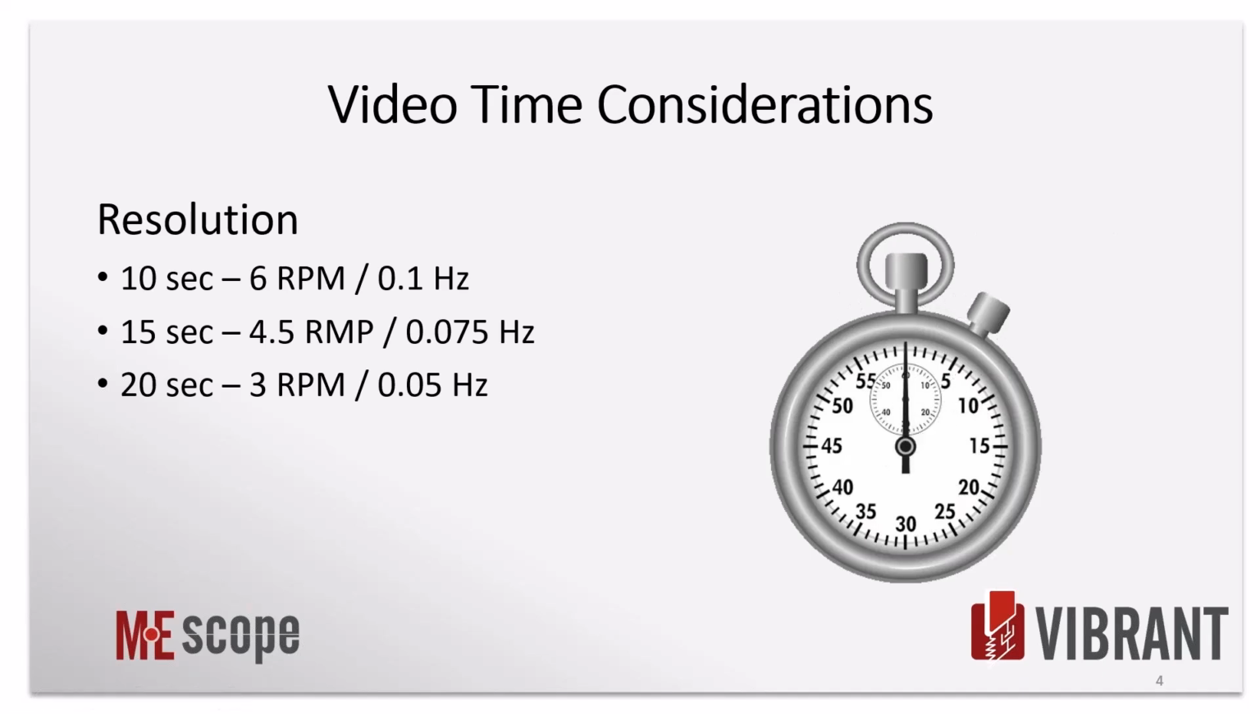Video time considerations. The video needs to be long enough to get what you're looking for. Essentially, the way it works out, if you have 10 seconds of video, your resolution is going to be every 6 RPMs or 1/10 of a hertz. And as it goes on, 15 seconds is 4.5 RPMs, 20 seconds, 3 RPMs, and down to 0.05 of a hertz.